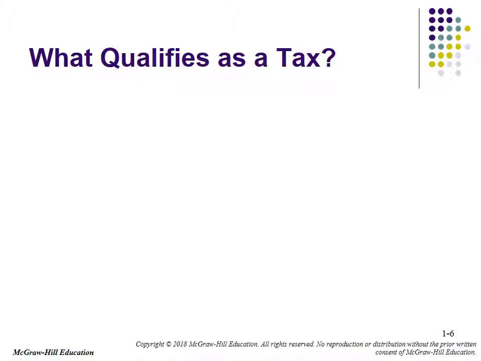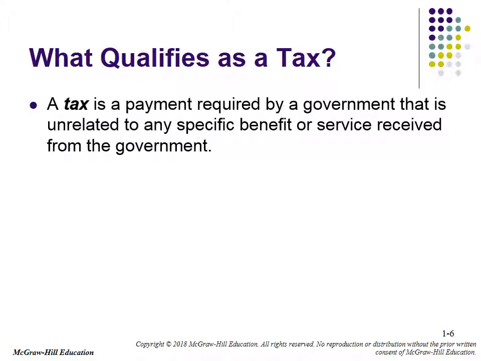A tax is a payment required by a government. So it could be federal government, state government, local government, that is unrelated to any specific benefit or service received from the government. So you're not paying the government to get something back from them. It's just a funding source for the government so they could provide whatever benefit or services to whoever. You're not getting it directly.